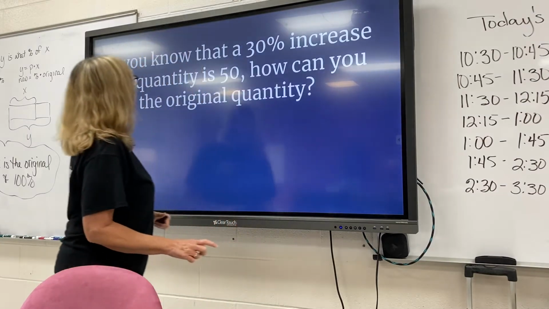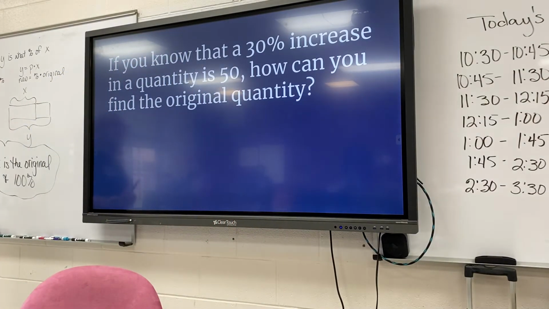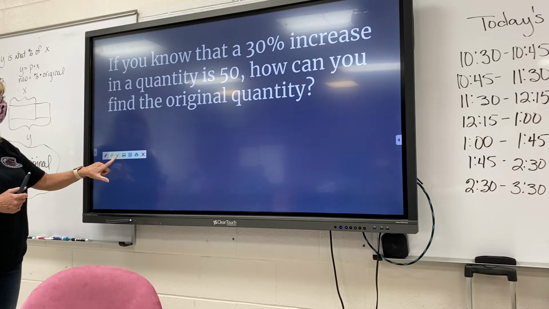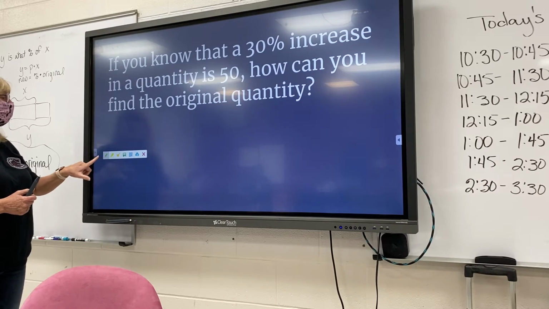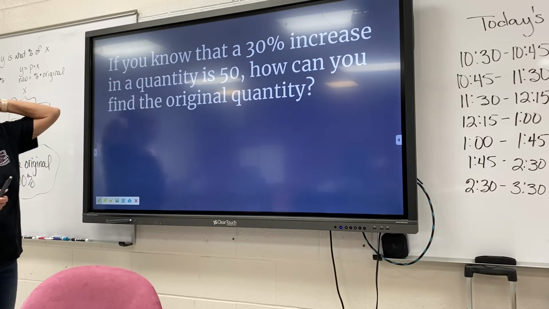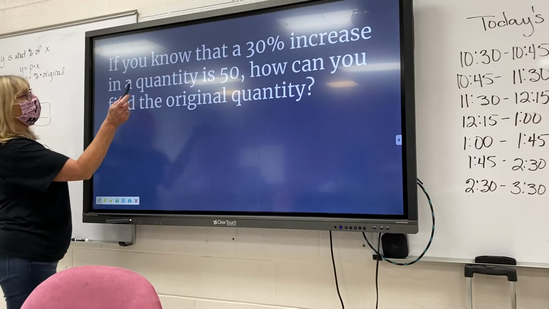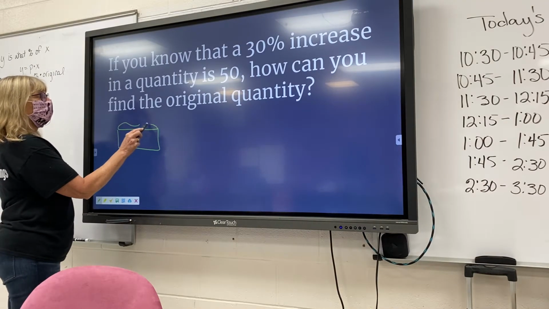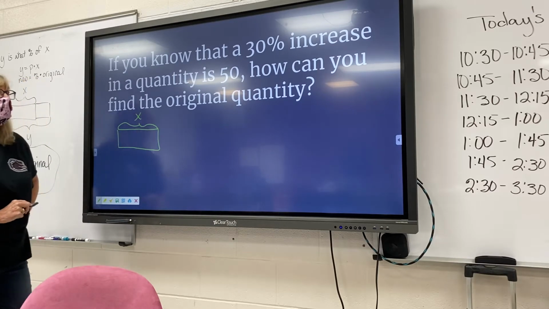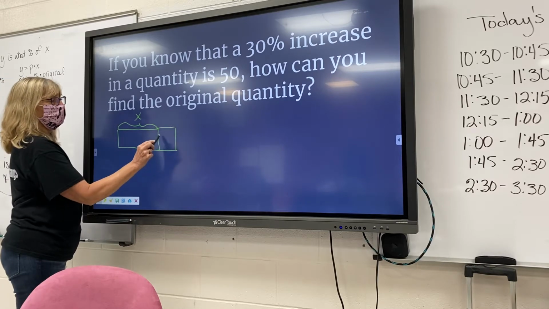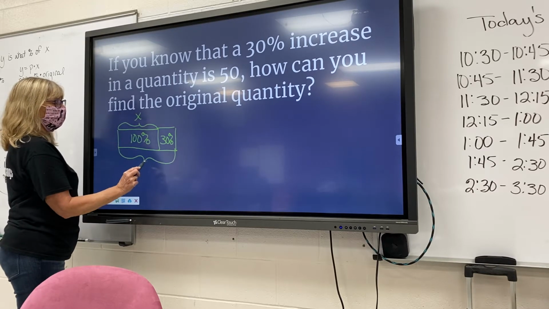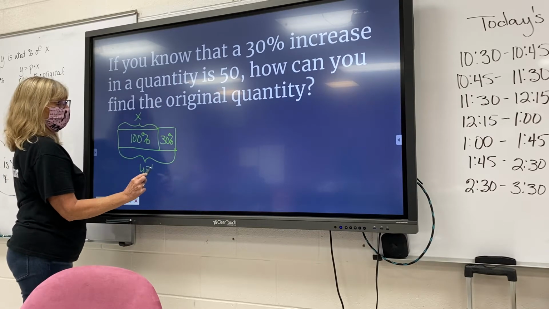All right. If you know that a 30% increase in a quantity is 50, how can you find the original amount? Oh. Well, let's look at it a couple of ways. Let's look at it with a tape diagram. Let's look at it with a double number line. See where we end up, okay? All right, a 30% increase in the quantity is 50. So we don't know the original, do we? So that's going to stay x. A 30% increase means we added on to this 30%. X is always 100%. This is our new amount. Do we know our new amount? This is 50.